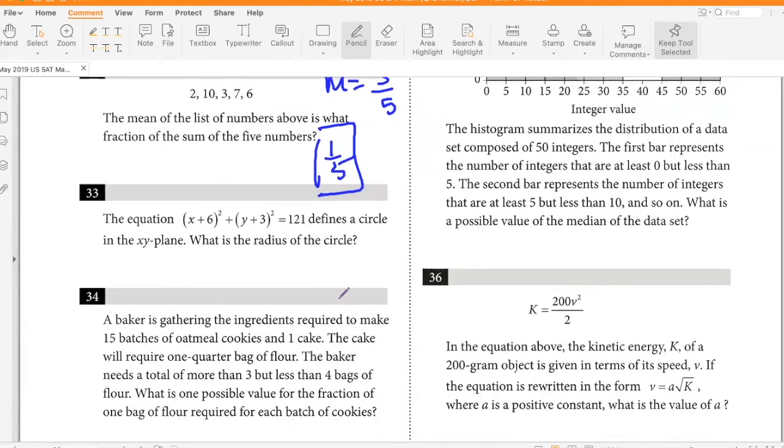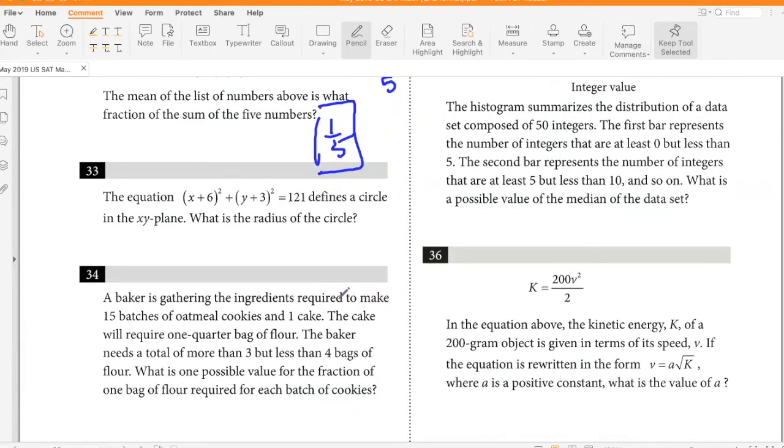The equation defines a circle. What is the radius of the circle? So the equation is x minus h whole squared plus y minus k whole squared is r squared, where h comma k is the center and r is the radius. So radius here would be 11.